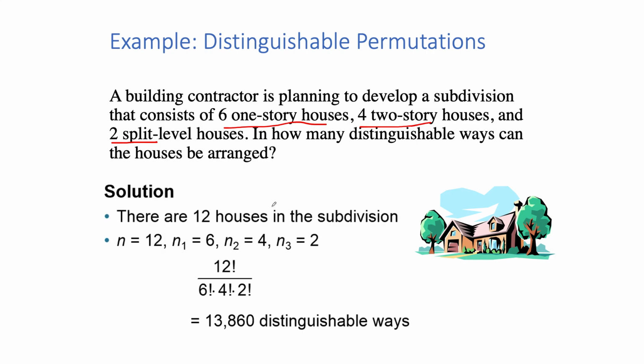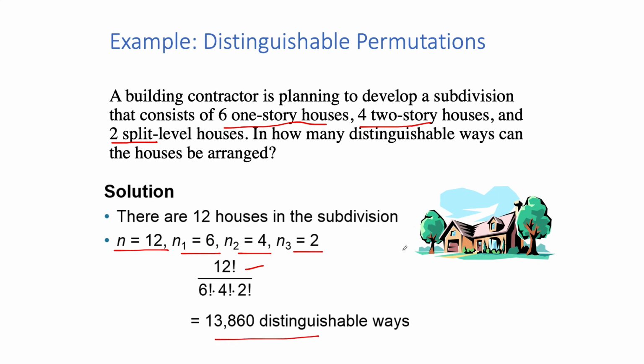This is a case where there are 12 houses in the subdivision. So 6 plus 4 plus 2 is 12 different houses to be made. There are 6 of one kind, 4 of another kind, and 2 of the third kind. So the number of distinguishable arrangements of these 12 houses is 12 factorial over n1 factorial, which is 6 factorial, n2 factorial, which is 4 factorial, and n3 factorial, which is 2 factorial. This tells me the number of distinguishable ways.